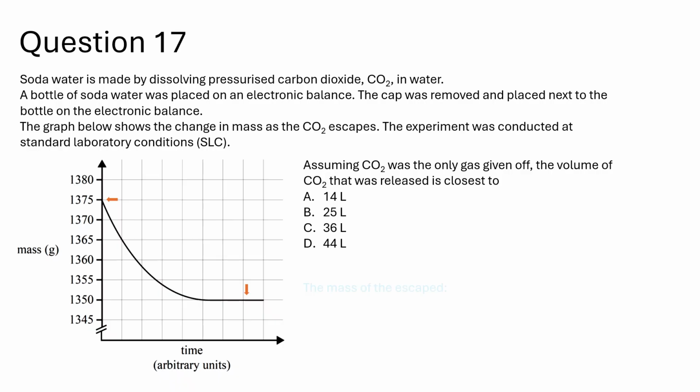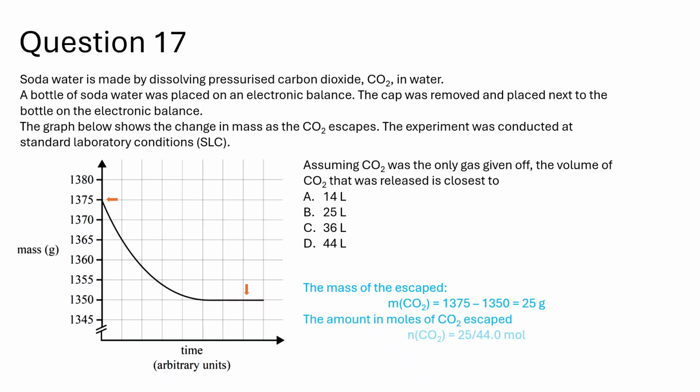The mass of the escaped CO2 is calculated by finding the difference between the initial and final mass values. To determine the corresponding volume at standard laboratory conditions, SLC, where the molar volume, Vm, of a gas is 24.8 L per mole. Step 1. Calculate the amount in moles. Step 2. Calculate the volume. Hence, the correct option is A.